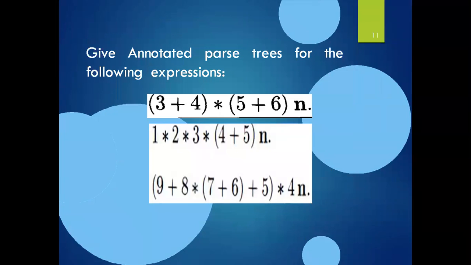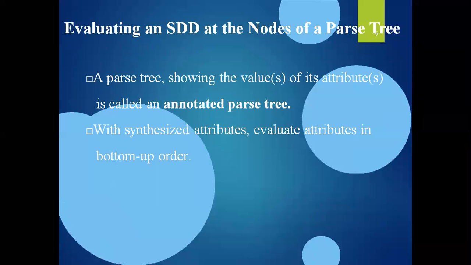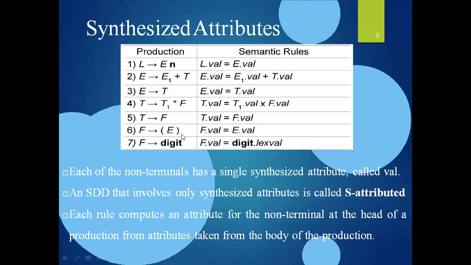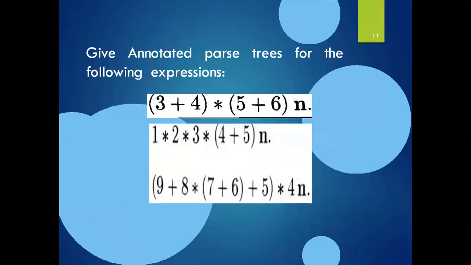3 + 4 ×, don't eliminate this open parenthesis and closed parenthesis. You should use these. Don't remove these braces. These are all from the given production rules. See here, we have a rule like F tends to open parenthesis, E, closed parenthesis. So you need to use this rule, and then you need to parse the tree and finally get the computed output value for this expression. Note down these three expressions.